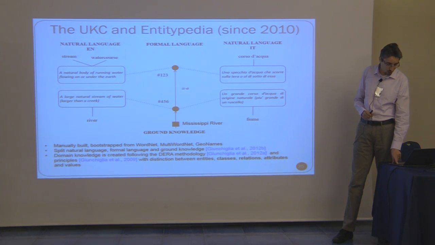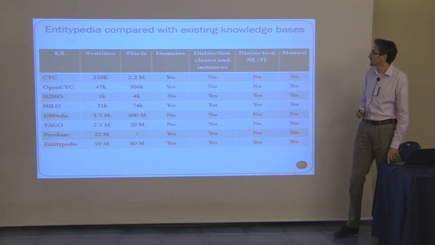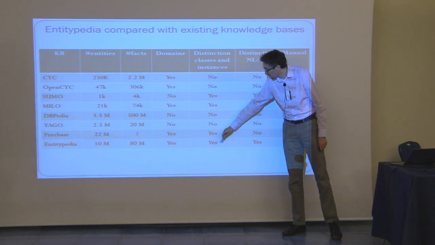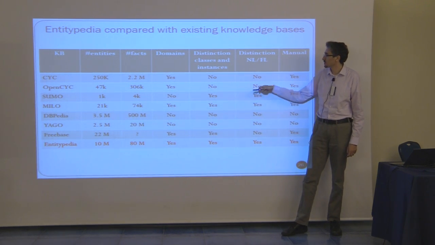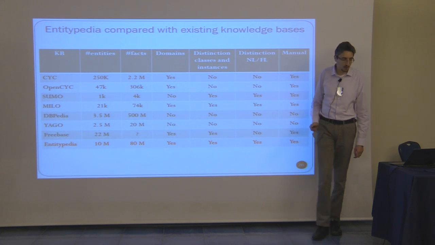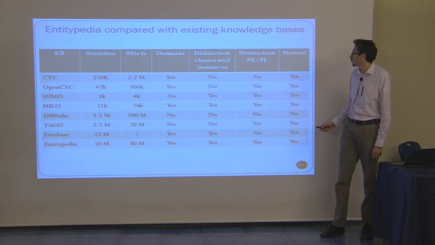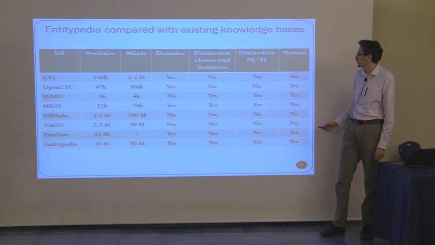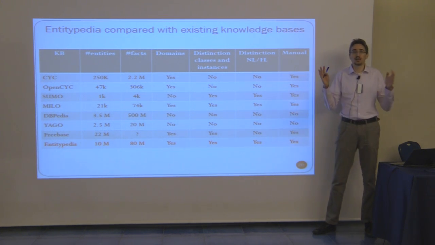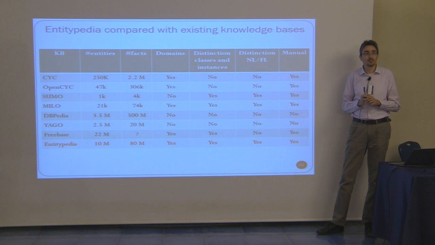Okay. So I'm not spending much time on this summary slide in which we compare our technology with respect to the state-of-the-art linguistic and knowledge resources, in particular the knowledge ones. And coming back to the previous slide, I think one of our main features is really this decoupling between the natural language and the ontology.